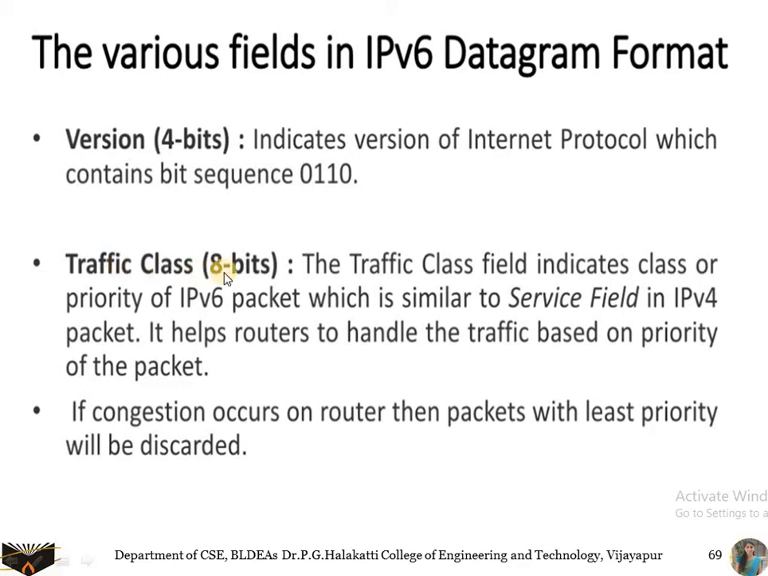Next we have the traffic class, which is 8 bits. The traffic class field indicates the class or priority of the IPv6 packet, which is similar to the service field in the IPv4 packet. It helps the routers to handle the traffic based on the priority of the packet.